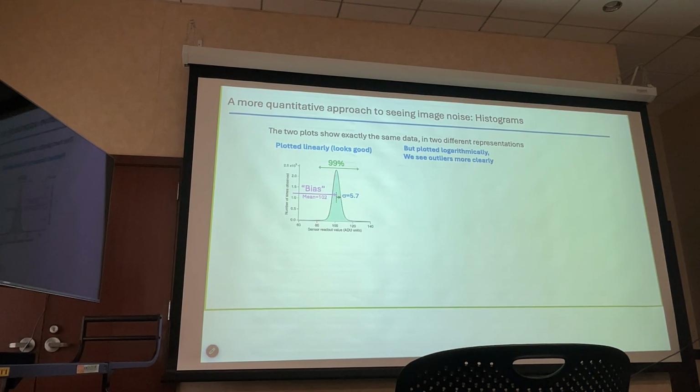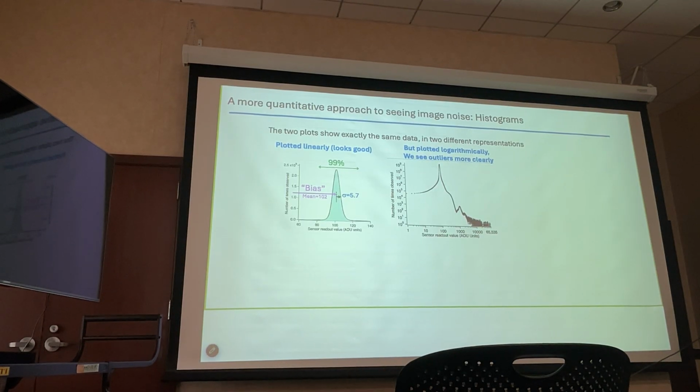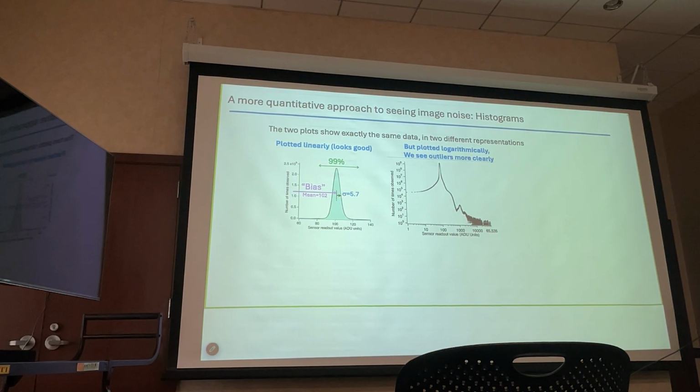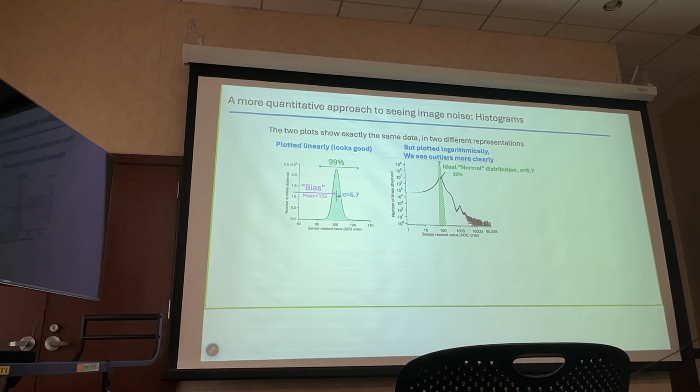But if I plot it a different way, logarithmically, what you see is maybe it's not quite so good. Now, I know most people aren't used to looking at a logarithmic plot, but the log plot is much better at showing the outliers. If I ask where 99% of the pixels should be for a perfect normal distribution with a standard deviation of 5.7, I would predict all the pixels would land in that green region. About 99% of the pixels lie within that region.